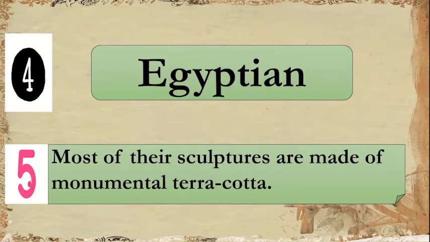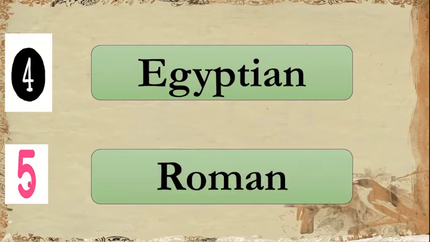Very good. Number 5. Most of their sculptures are made of monumental terracotta. From what era is this? If you answered Roman, that's correct. Good job. Wow! Did you get a perfect score?